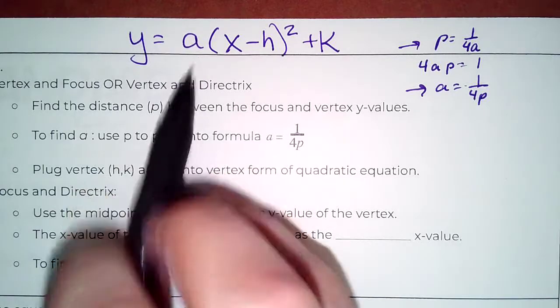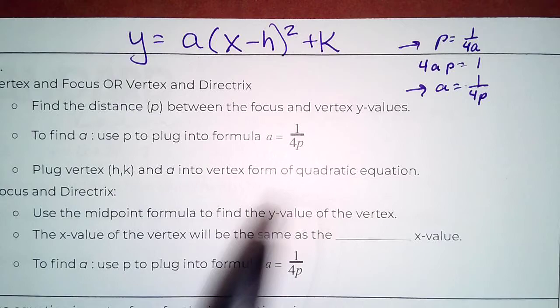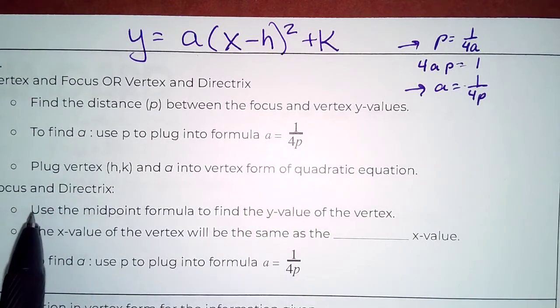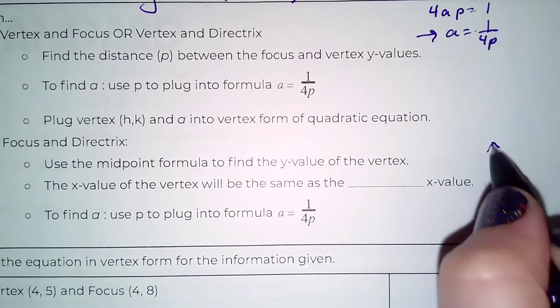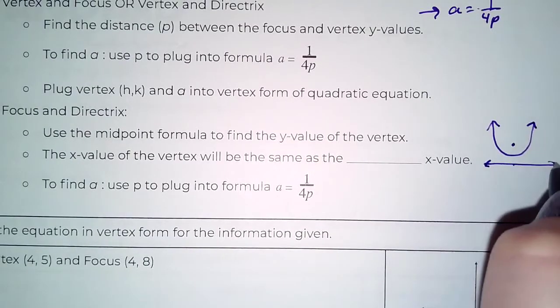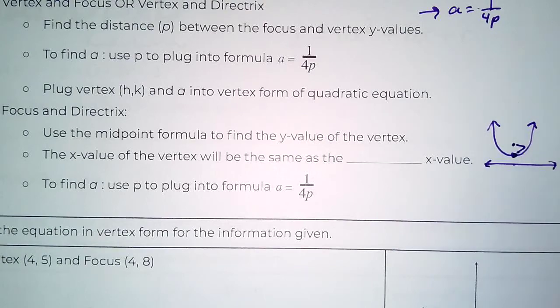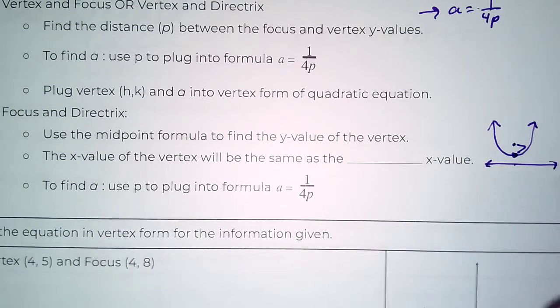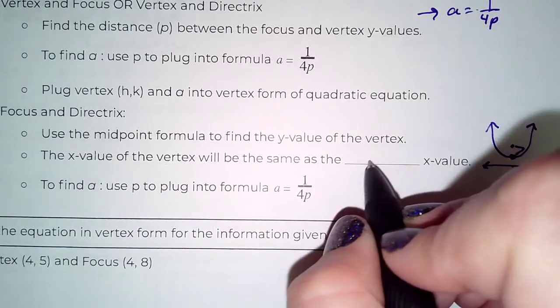So find your a value, plug the vertex (h, k) into the vertex form equation. If I have the focus and directrix, we want to find the midpoint to find the y value of the vertex. So if we have this piece and this piece, we want to find the midpoint to find the vertex, so find halfway between those. That will also be able to give us the p, because the x value of the vertex will be the same as the focus x value.